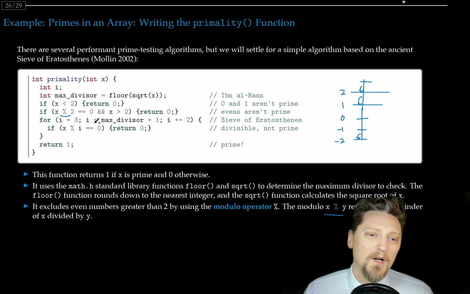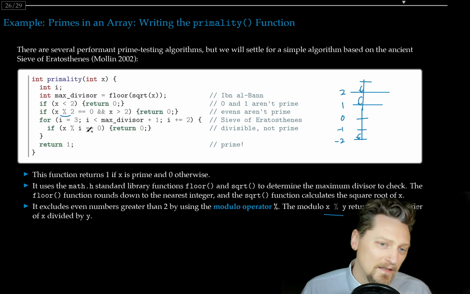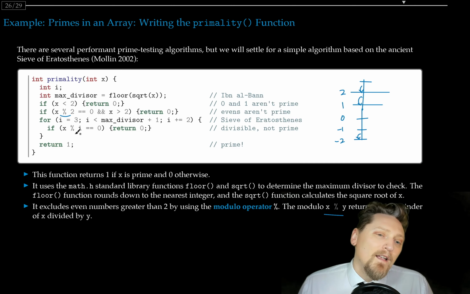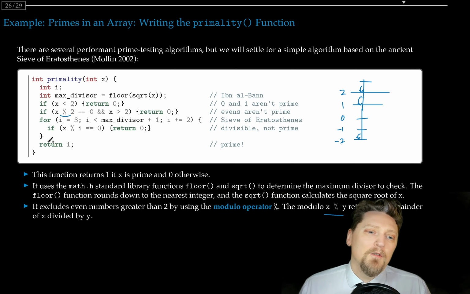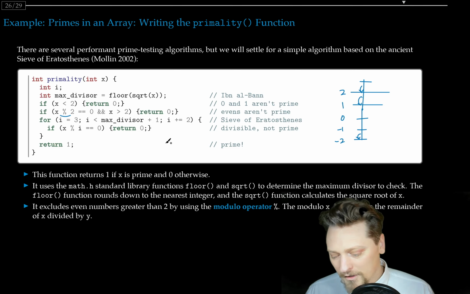And we're going to continue. So this for loop, the update is going to add 2 to I. So start off at 3, then it's going to try 5, it's going to try 7, all the way up to the max divisor, and it's going to see if any of these divides evenly into x. If not, we're going to continue after the for loop to return 1, which is to say the number is prime. Okay, so that's our little primality function.